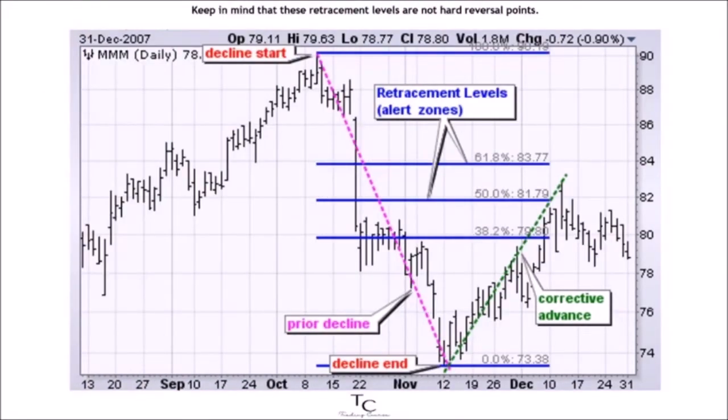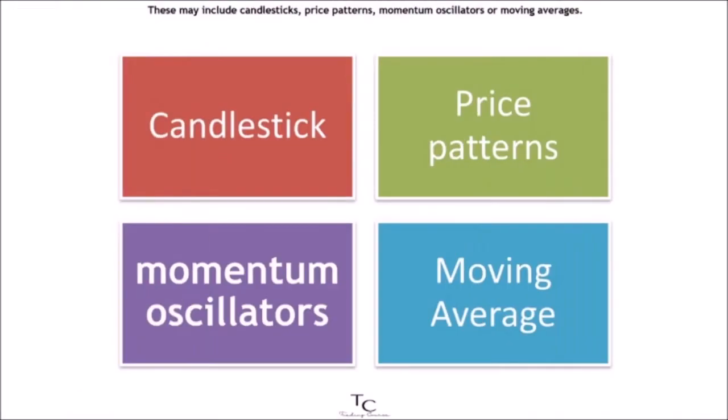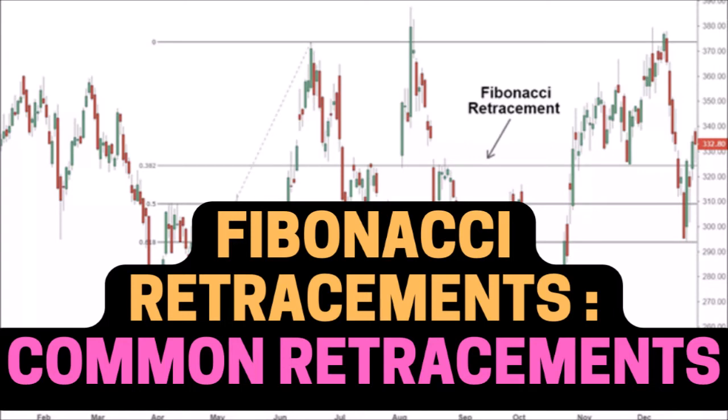Keep in mind that these retracement levels are not hard reversal points. Instead, they serve as alert zones for a potential reversal. It is at this point that traders should employ other aspects of technical analysis to identify or confirm a reversal. These may include candlesticks, price patterns, momentum oscillators or moving averages.